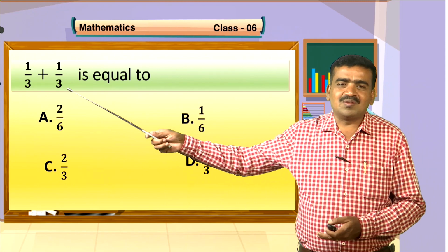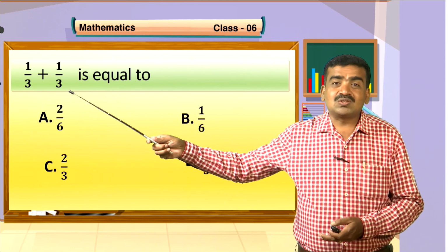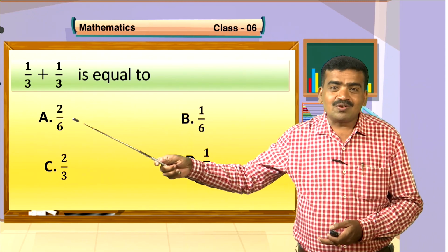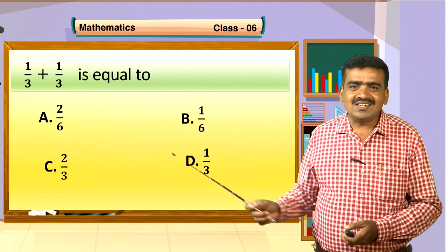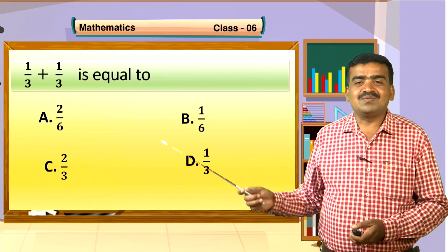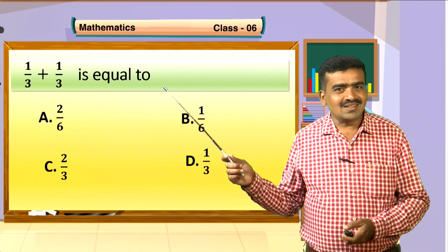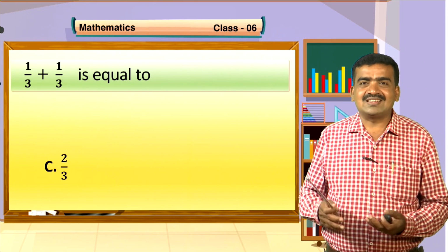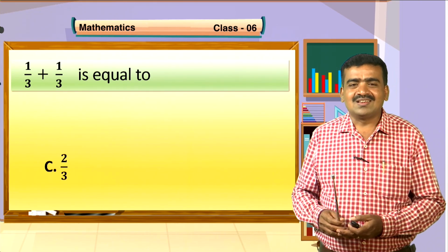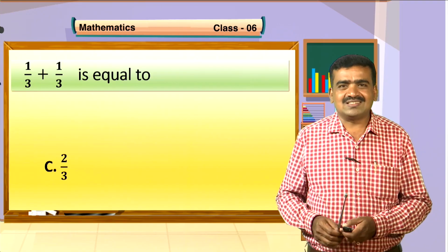Here the denominators are the same, so 6 should not come in the denominator, therefore A and B are eliminated from the list. Among C and D you have to identify the answer. If the denominators are the same, you have to add the numerators. Then what is the correct answer? Exactly, you are perfectly correct. C, 2 by 3 is the right answer.